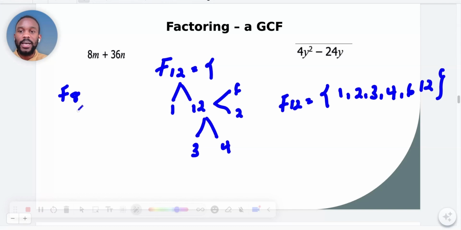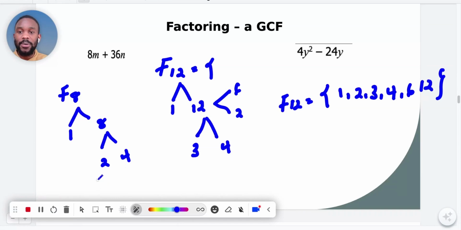What about factors of, let's say, 8? Which two numbers would you multiply to get 8? You can multiply 1 by 8, right? You can also multiply 2 by 4 and get 8, right? That is all. So the factors of 8 will be 1, 2, 4, and 8.